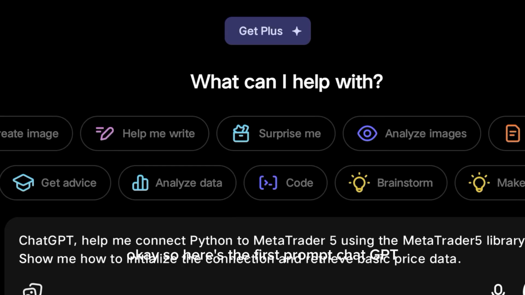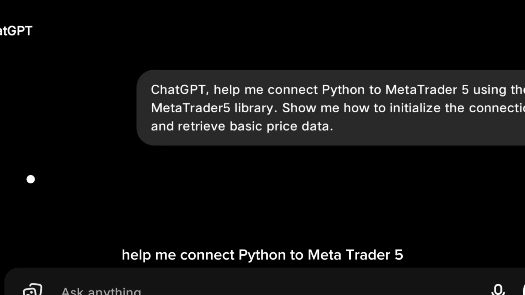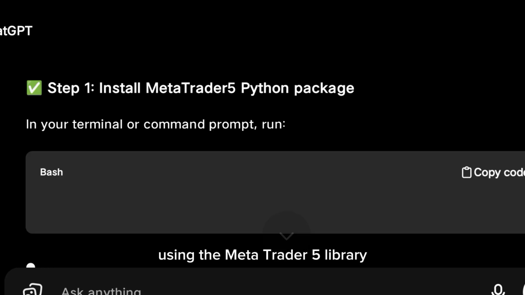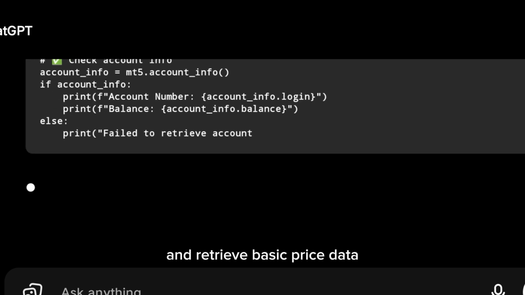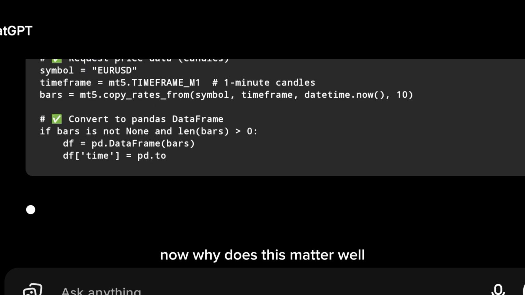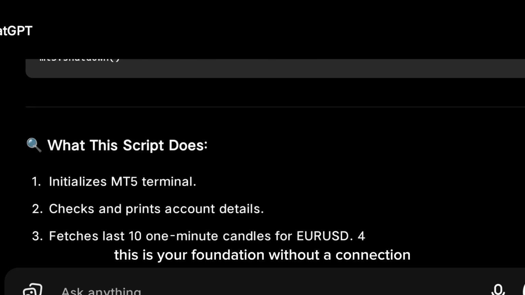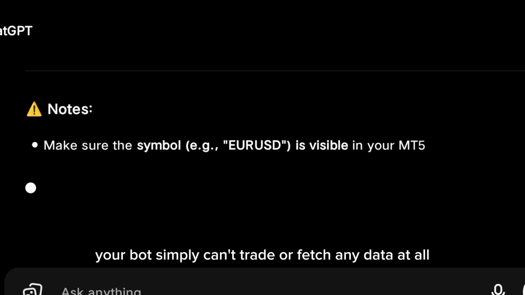Okay, so here's the first prompt. ChatGPT, help me connect Python to MetaTrader 5 using the MetaTrader 5 library. Show me how to initialize the connection and retrieve basic price data. Now, why does this matter? Well, this is your foundation. Without a connection, your bot simply can't trade or fetch any data at all.